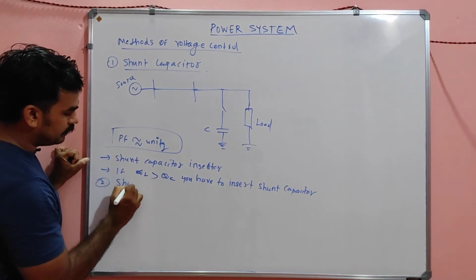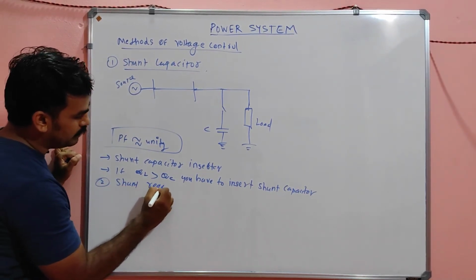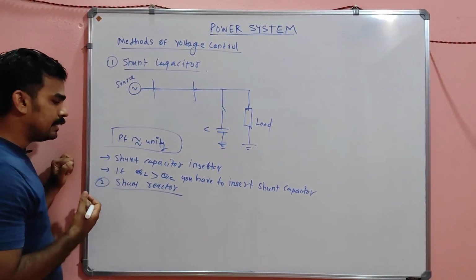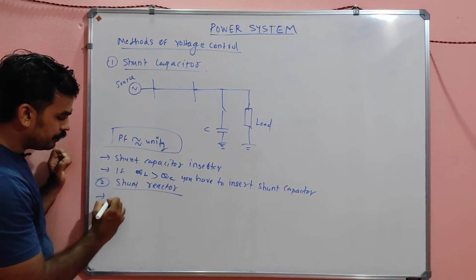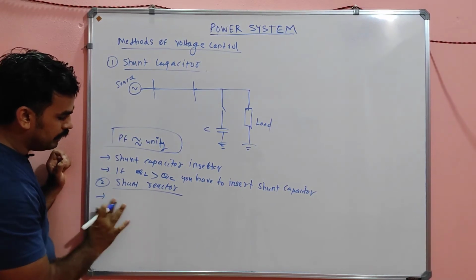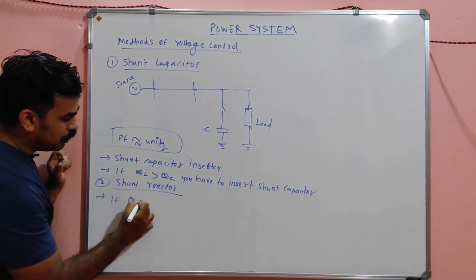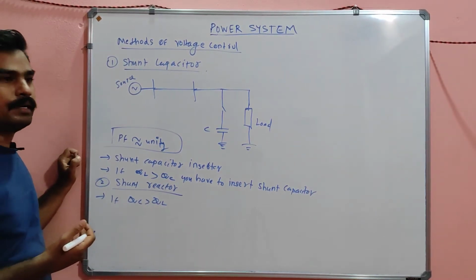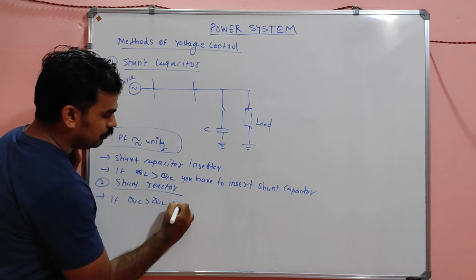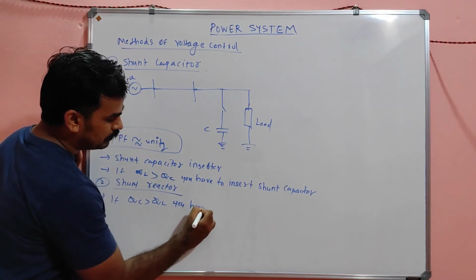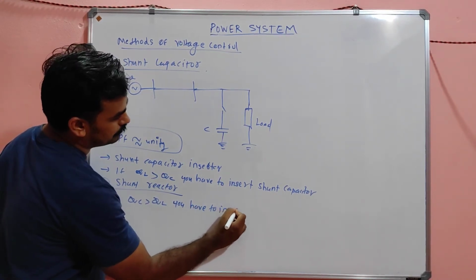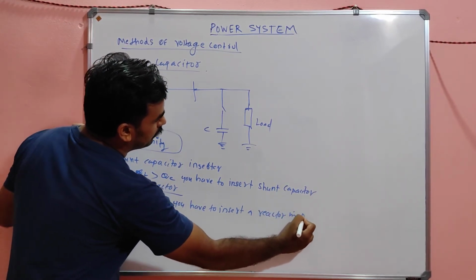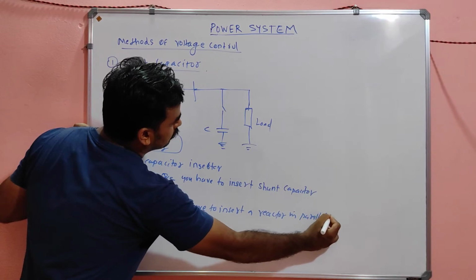Next, shunt reactor. We already discussed it now, right? When can a shunt reactor be utilized? If QC is greater than QL, what are you going to do? You have to insert a reactor in parallel to the load.